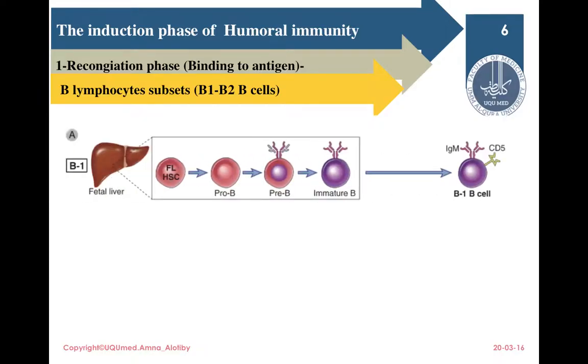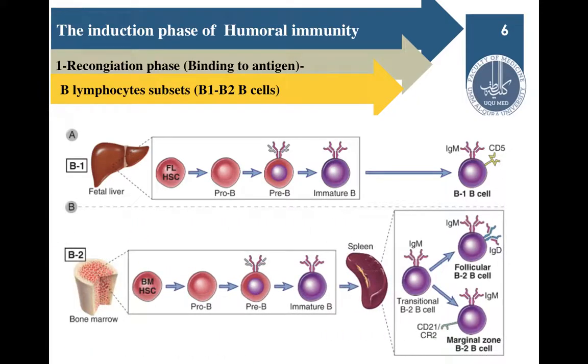There are two lymphocyte subsets, B1 and B2 B cells. The B1 cells are mainly produced by the fetal liver hematopoietic stem cells, and they go through different maturation phases. The immature B cells then express immunoglobulin on the surface, and finally B1 cells have IgM and the CD5 receptor on their surface.